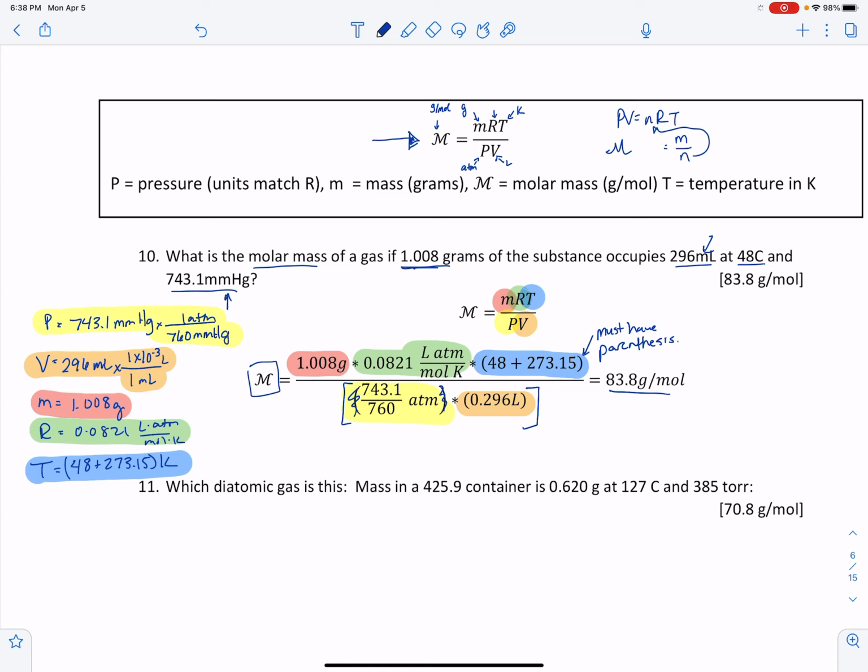So then you're like, how useful is this? Well, if you pull up a periodic chart, you're going to see that the only element that this matches with is krypton.